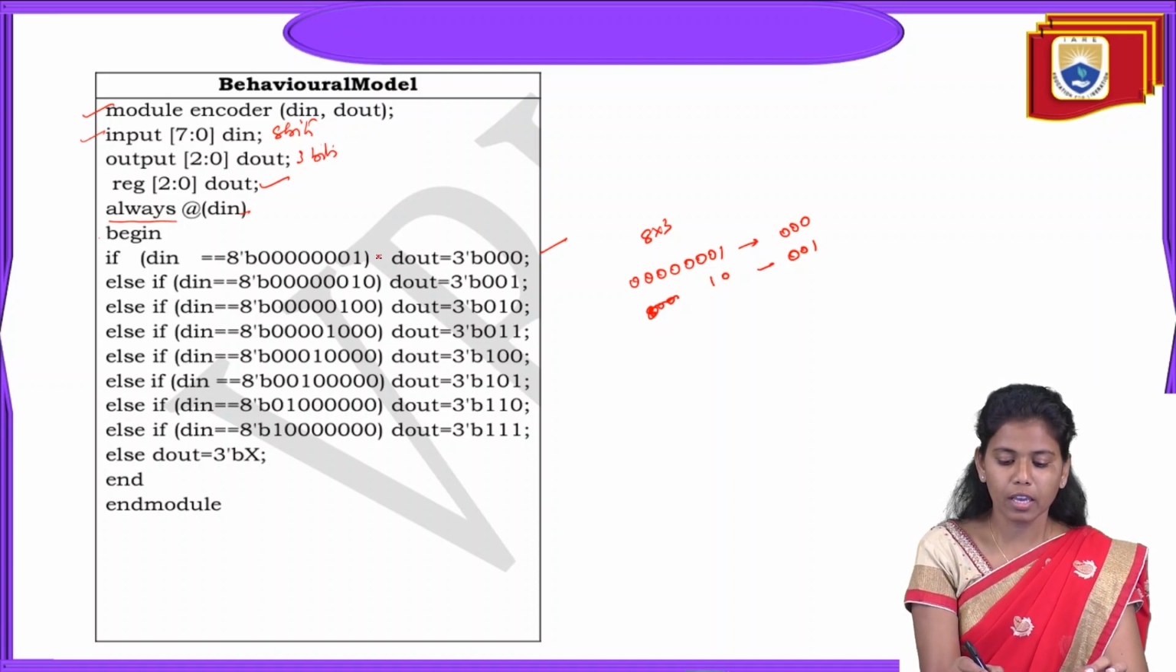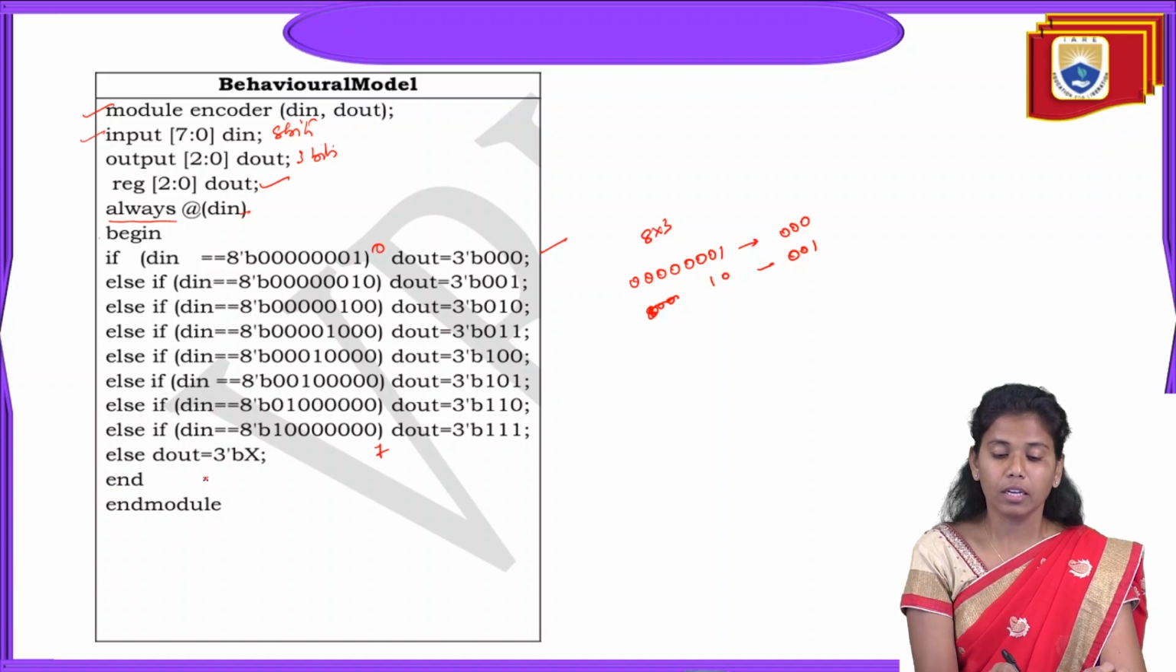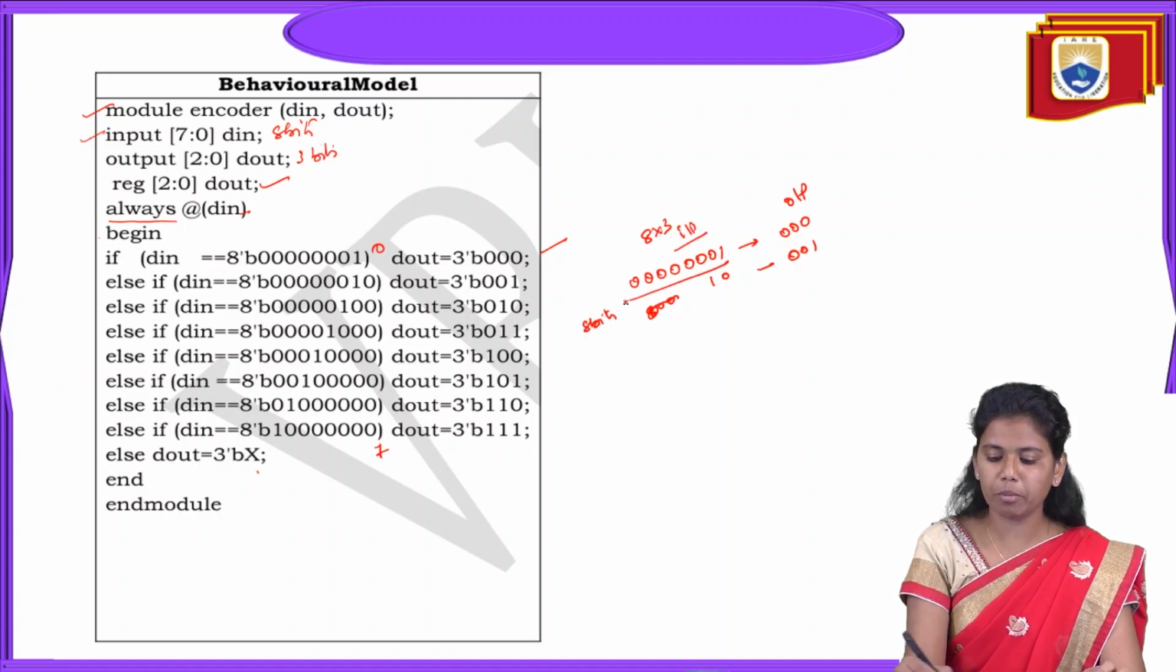And then finally writing from 0 to 7, right? From 0 to 7, finally ending with else. The output is 3 bits. Obviously our output is 3 bits, this is the output and these are the inputs. Inputs are of 8 bits, right? Outputs are of 3 bits.